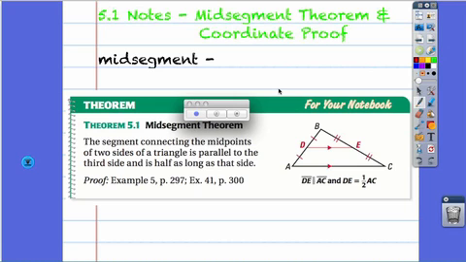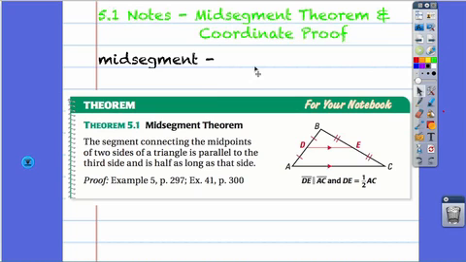This is section 5.1. We're talking about the mid-segment theorem and coordinate proof. We're going to briefly talk about mid-segments because most of this would be about coordinate proof, if you are from the honors class, that is. If you're from the regular class, non-honors, then this is mainly about mid-segments because we are not covering coordinate proof.